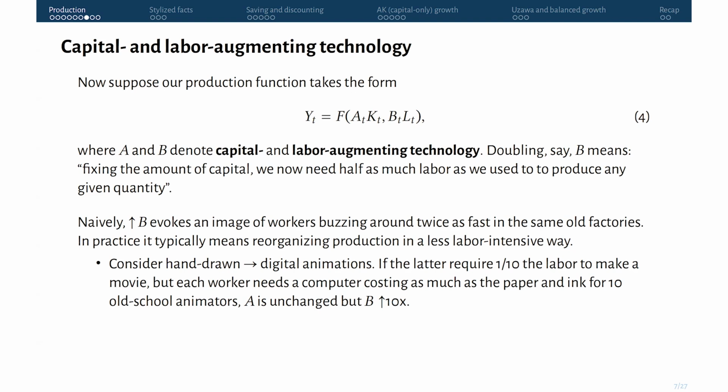Now, the people look about the same as before. We still have our brains looking the same and our 10 fingers and 10 toes. What's really changed is the capital, right? A computer is a very different thing from a bunch of paper and ink. But in this reduced form sense, what's changed is the level of labor augmenting technology. And A has stayed the same.